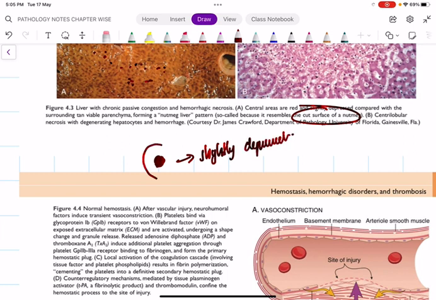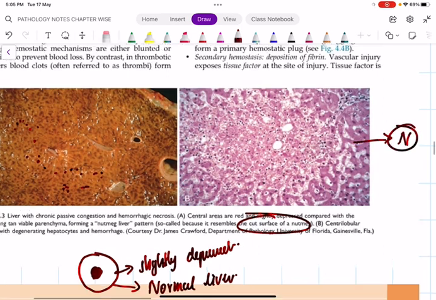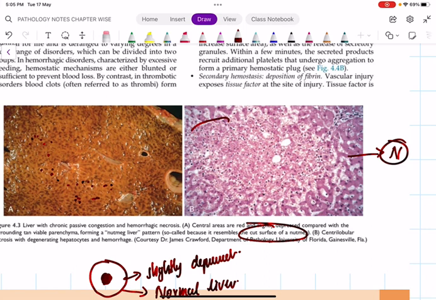And surrounding that you have the normal liver. That is why this is called a nutmeg liver pattern. See, in microscopy you can appreciate the centrilobular changes. These are the normal areas, I am marking it as N, whereas I am drawing this.